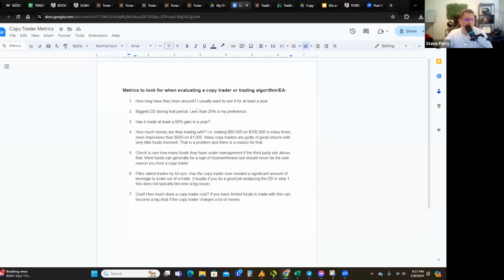The next thing I look at is what was their biggest drawdown during that period. I usually only use bots or copy traders that have less than a 20% drawdown. There's a reason for this. If a bot's going to lose more than 20% of my money, I can recover from that. But if a bot is going to lose 50% or 60, 70, you're basically bust at that point. Your leverage is chewed up, your margin's gone. You pretty much blew the account at that point.